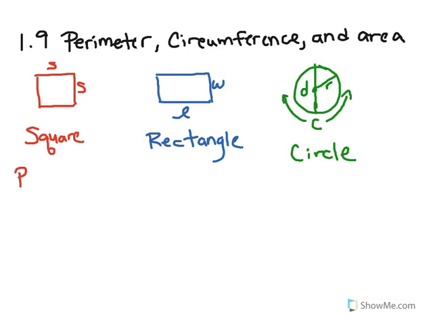And if we wanted to find the perimeter of a square, all we would have to do is add up all the sides. Remember that perimeter is the total distance around a figure. So in order to find the perimeter, oops, I put a colon there, I don't want that. We are going to do 4 times s.